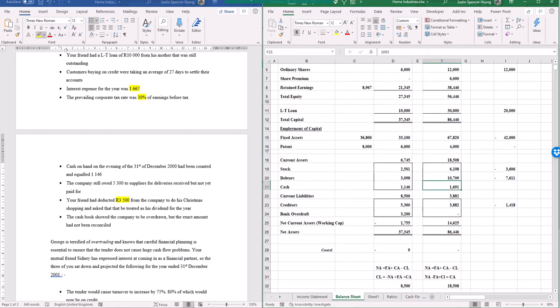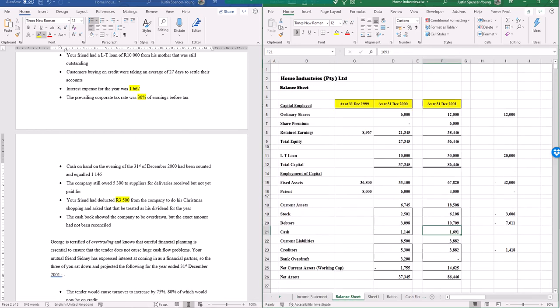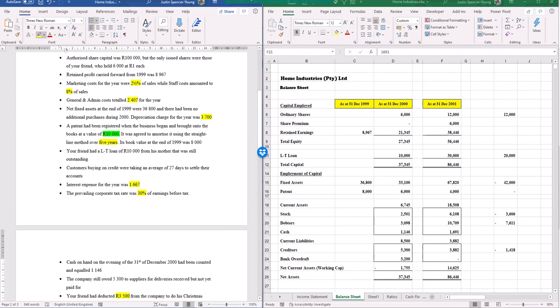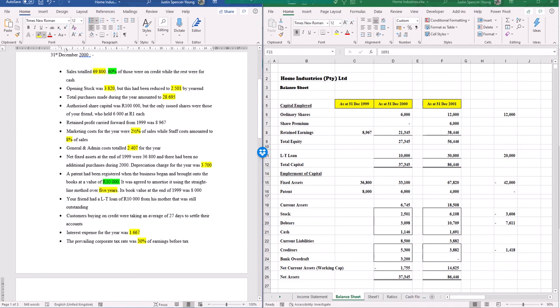So follow the grid, and from the end of the income statement we head over to the balance sheet. Let's start with the ordinary shares. We need to go hunting to find some information about the ordinary shares, and let's get out our green. Authorized share capital of 100,000 Rand. They only issued 6,000 shares at 1 Rand each. So there we go, that's that number. Share premium, there's nothing in the first year, that comes in the second year.